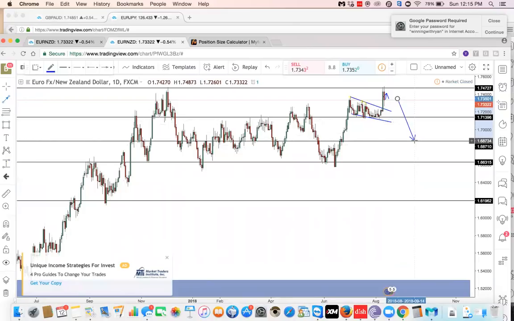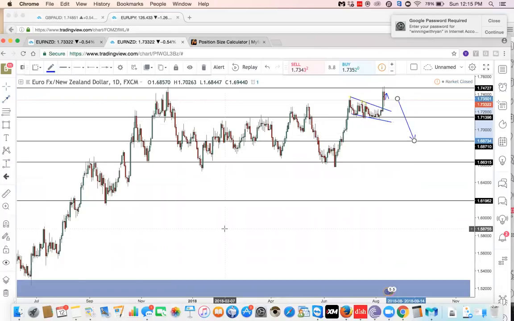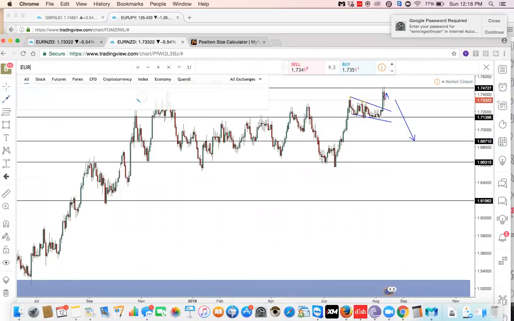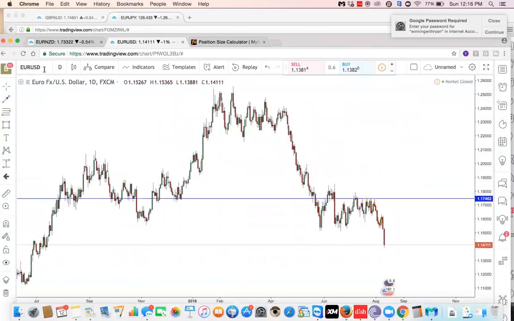All right, so depending on your goals, I mean, 50 pips, 100 pips, whatever your goal is, I believe you can accomplish it here with this setup as well. All right, so that's Euro NZD. Euro USD, and then we'll wrap it up.